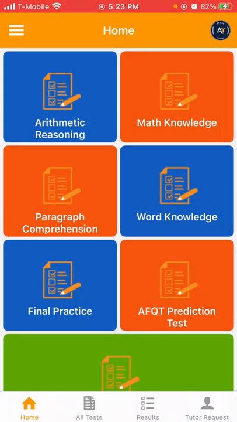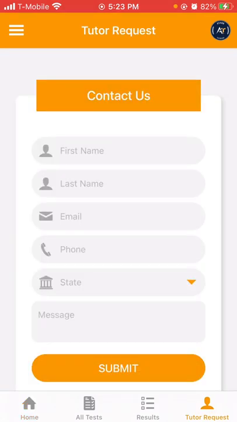If you need extra help to prepare for the test, go to the bottom right corner and request a one-on-one tutor. All of our tutors are experts on the ASVAB test. The live tutoring fee is not included with this app purchase. Please go to our website to see our different one-on-one tutoring packages.